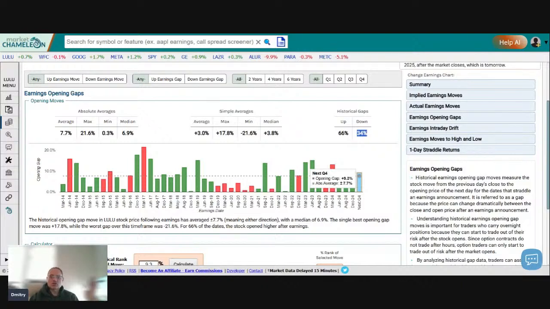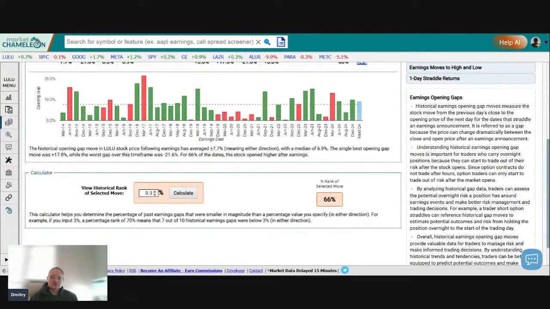If we wanted to, for example, try to use this calculator below, and this defaults to the current straddle, 9.3%. But let's say we wanted to use this data and figure out, what if the straddle was 11%? What percentage of the historical moves fell below an 11% gap, what percentage were above? So let's just say we put in 11%, like so, and we hit calculate.